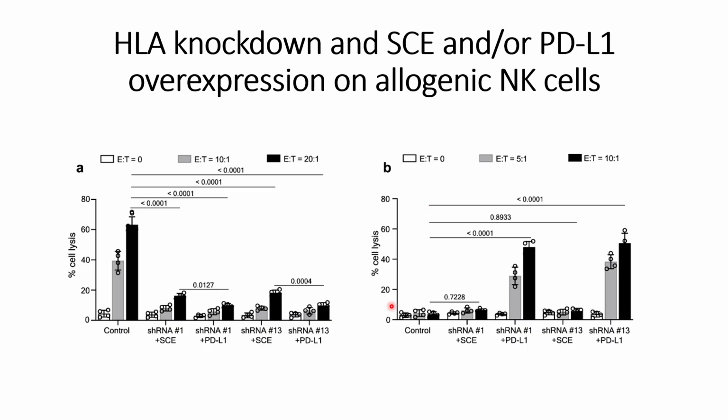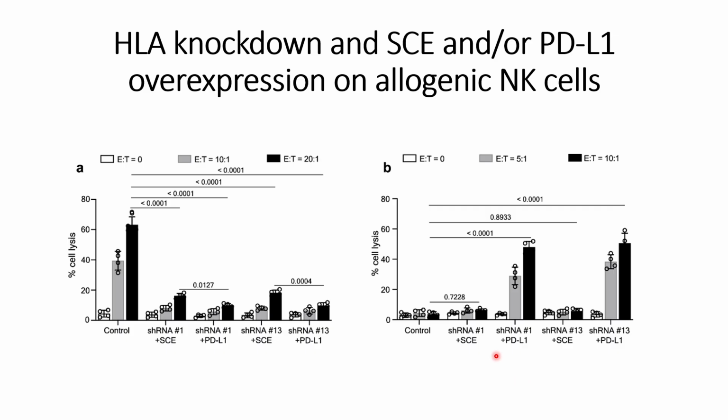And when they checked the results of co-culturing these allogenic NK cells with the donor or host NK cells, they were able to see that in the case of control, where they don't use any transduction, cell lysis is minimum, and the cell lysis remains minimum, or remains at a lower rate, when they suppress with the HLA knockdown. However, it slightly increased for the effector to target ratio of 10:1, but they mainly remain in the lower range, even with the overexpression of SCE, that can be seen here.